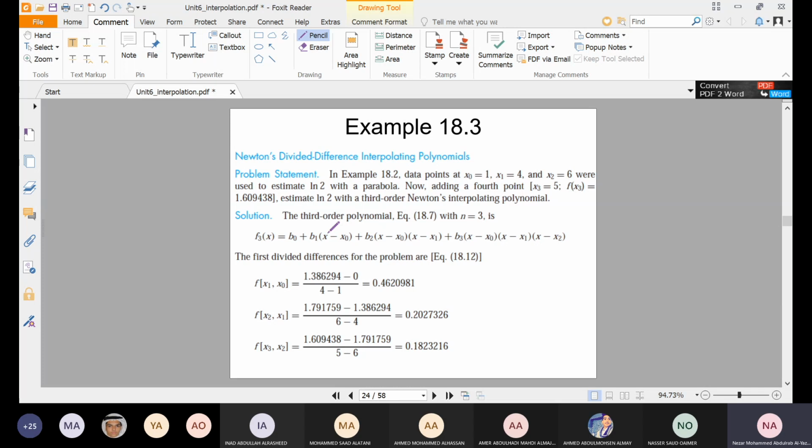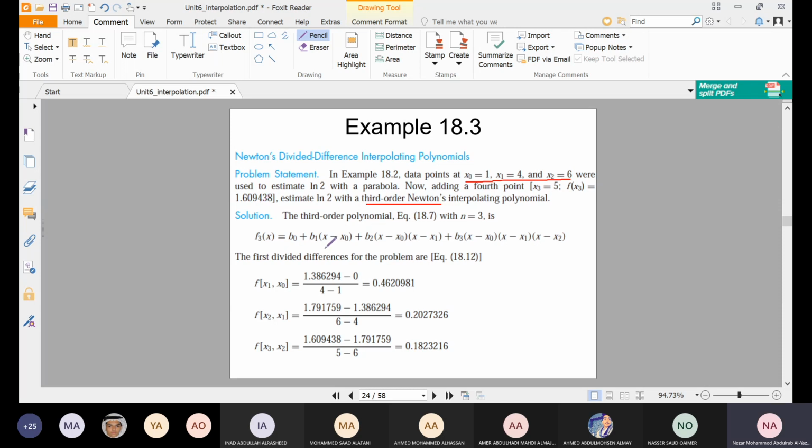Okay, so this is the other example from the textbook that we have. Here, for example, if you want to find the third order Newton divided difference, before we had these 3 points, now we need 4 points. The 4th point is at x3, for example, x3 equals 5, so the evaluation of the function is equal to this point.